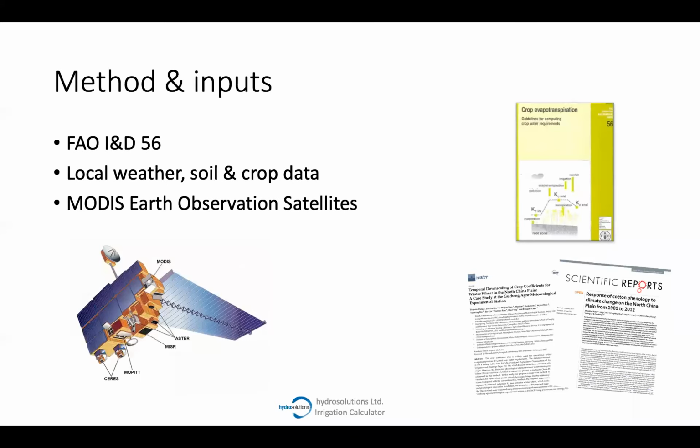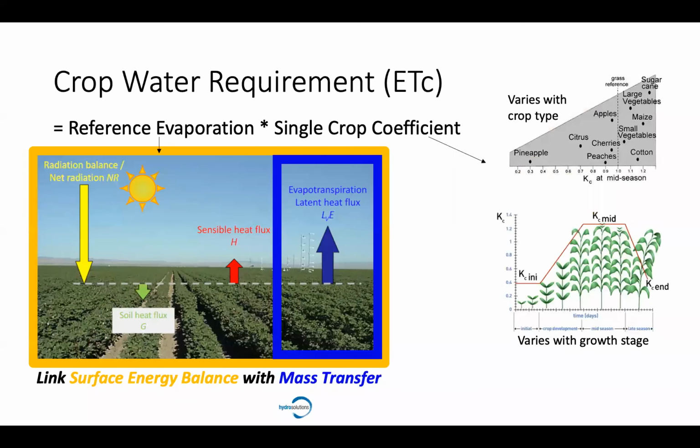The irrigation calculator is based on the very famous FAO irrigation and drainage paper 56. It includes, however, local weather, soil and crop data that we collected from the literature and from our local partners. It also includes MODIS Earth observation data. So a brief overview about how the method works.